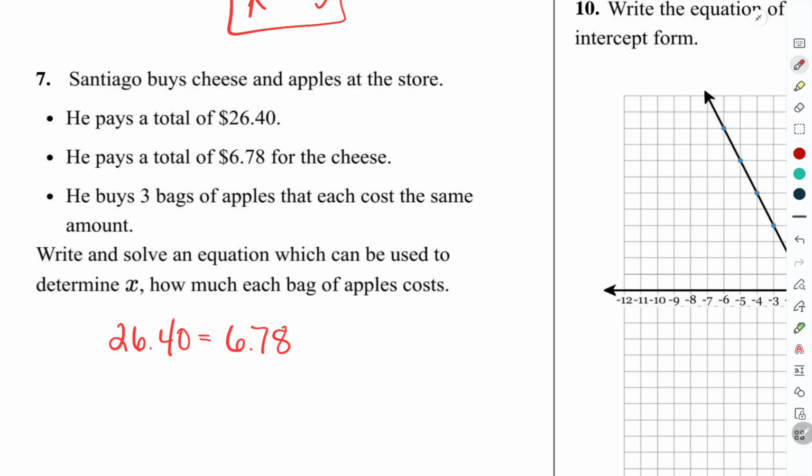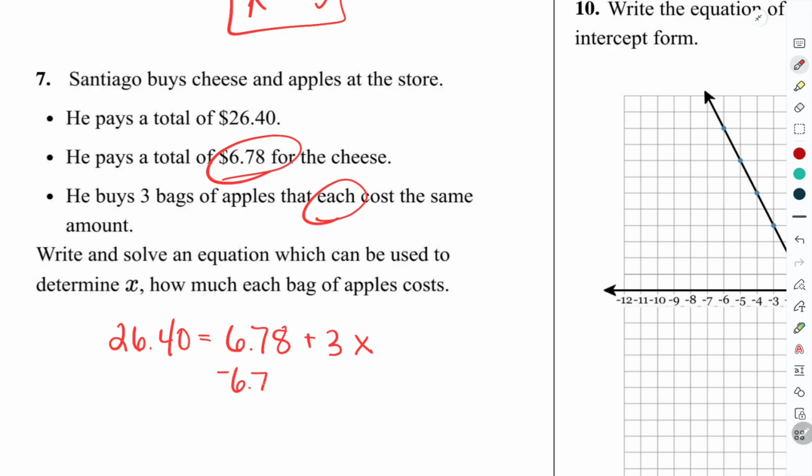And then he buys 3 bags of apples that each cost the same amount. So there's my word each. That's going to tell me that's the rate. I just paid that much for cheese, end of story. It's not like per block of cheese. They told me that this was the total for cheese. So that's it. Plus 3 bags that each cost the same amount. So my goal is to find how much each bag of apples ended up costing at the end.